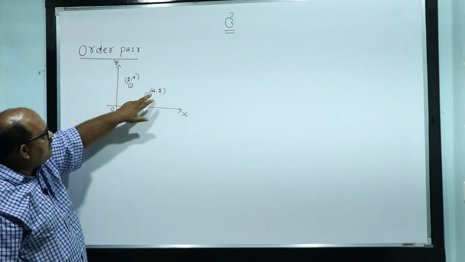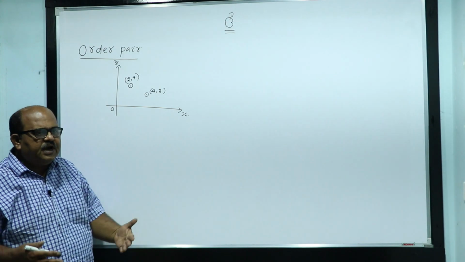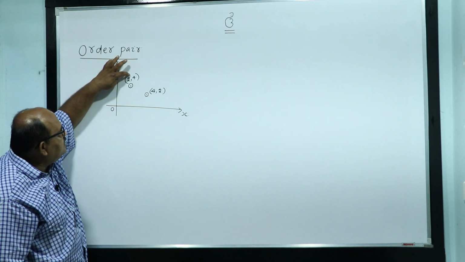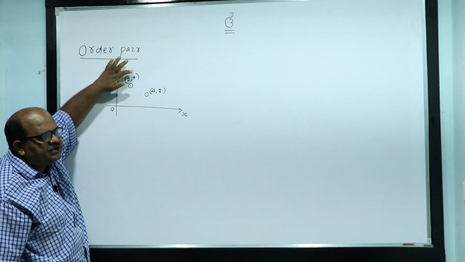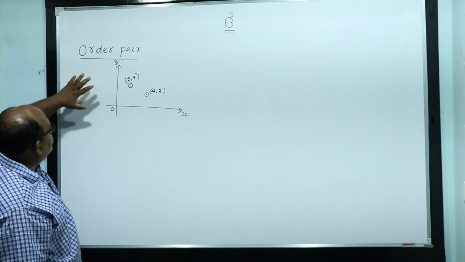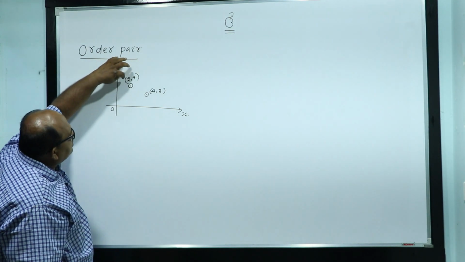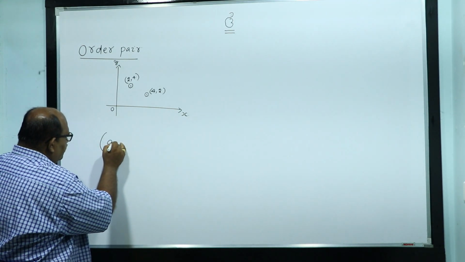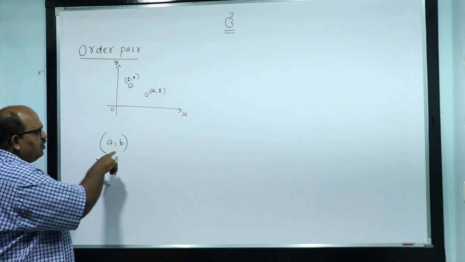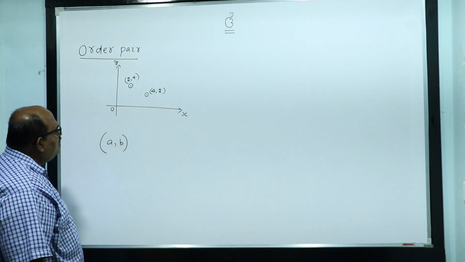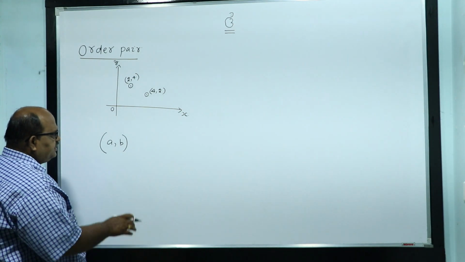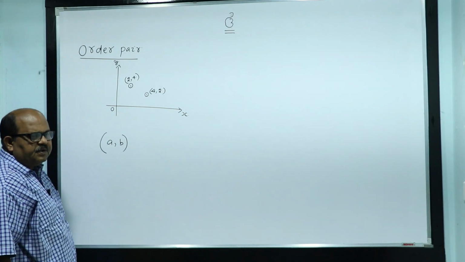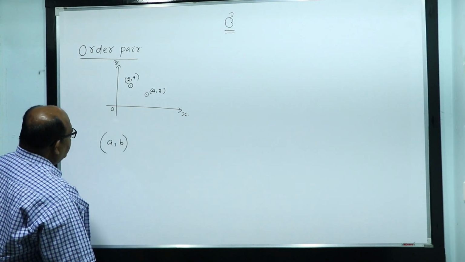So the ordered pair is a very important term. Now we can define: an ordered pair consists of two objects or elements given in a fixed order. Okay, don't confuse this with a set containing two elements. When you are thinking about an ordered pair (a, b), don't think that this is a set which contains two elements a and b. This is not a set, this is an ordered pair. So an ordered pair is different from a set containing two elements.